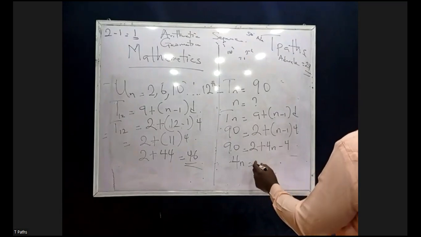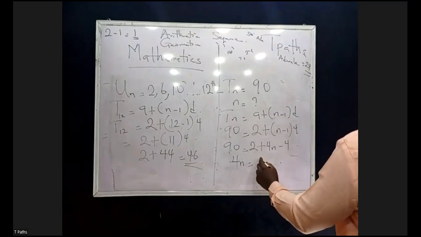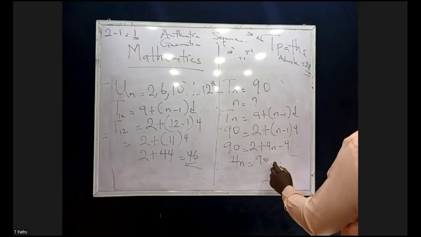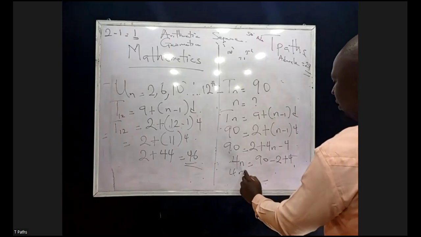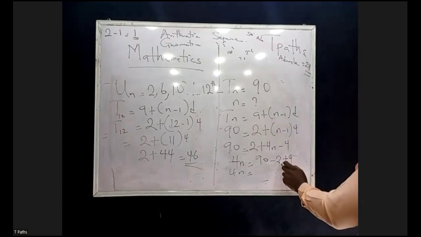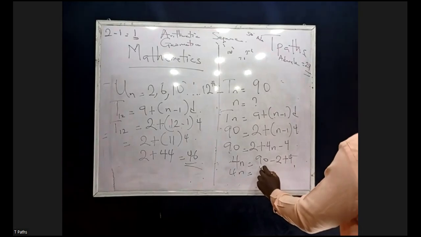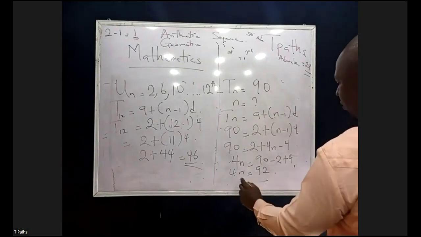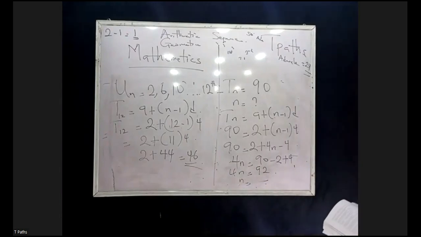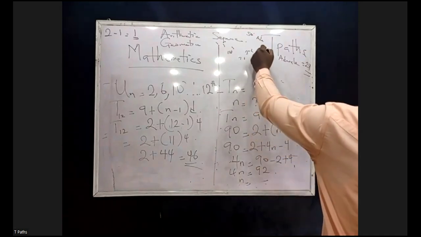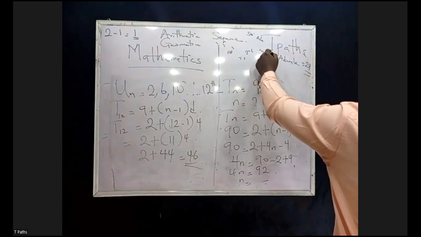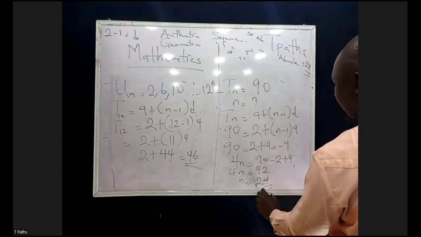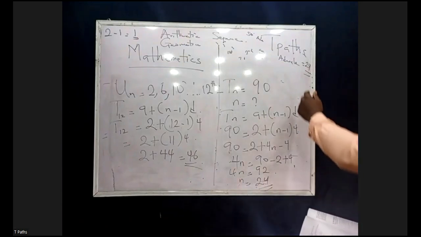4n equals 90 minus 2 plus 4. So you're going to have 4n equals 92. When you divide this by 4, 92 divided by 4 is what? It gives 23. So your number of terms is 23.